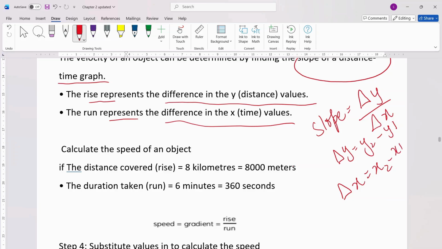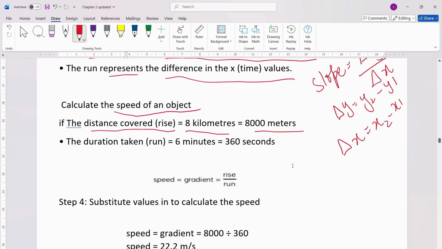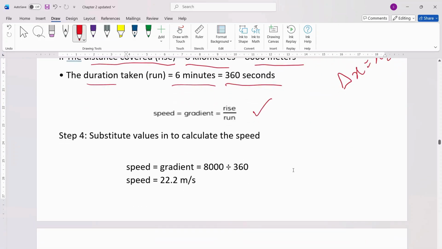We need to calculate the speed of an object. If the distance covered, the rise, is 8 kilometers, which is 8,000 meters, and the run, the duration, is 6 minutes, which is equal to 360 seconds. Our speed formula is rise over run. We simply divide our rise over run and we will get our speed in meter per second.